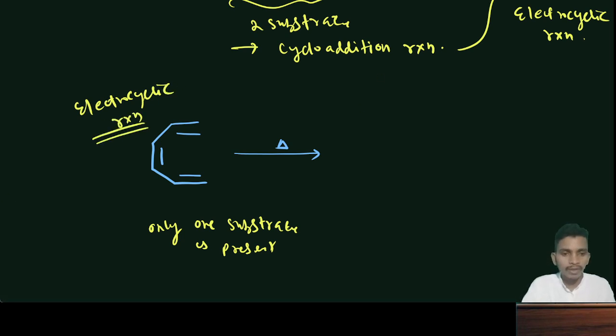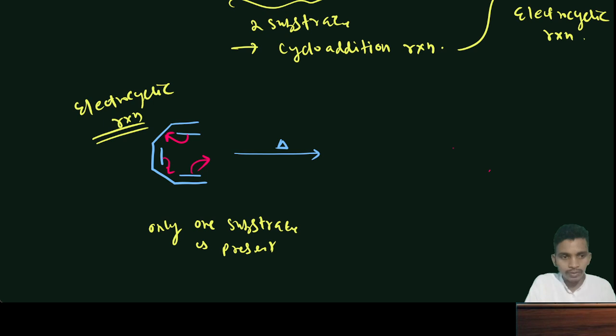Okay, so what will happen here? If we give heat or photochemical conditions, which we will discuss while discussing electrocyclic reactions, the bond will shift to here, and it is going to shift here, and it is going to shift here. So what has occurred?